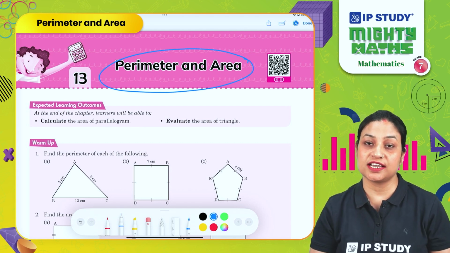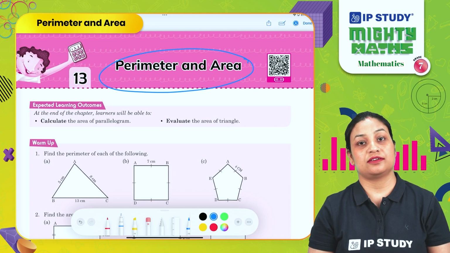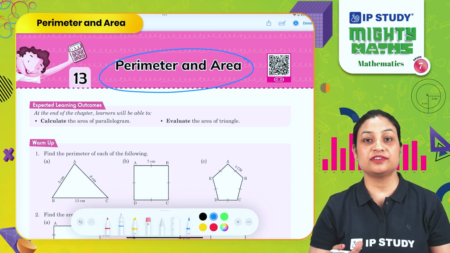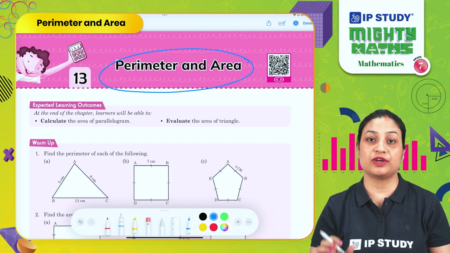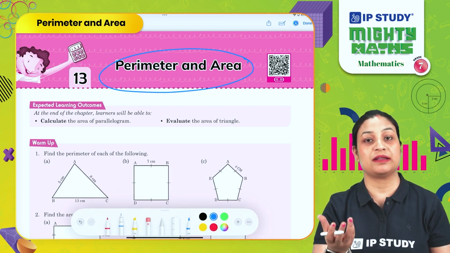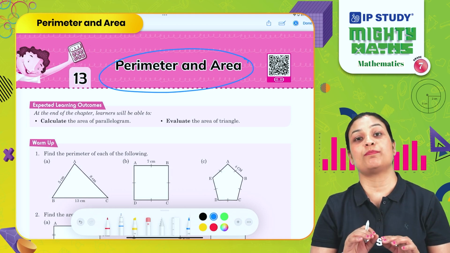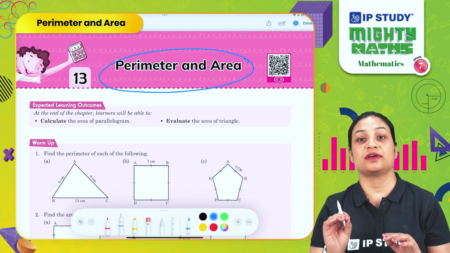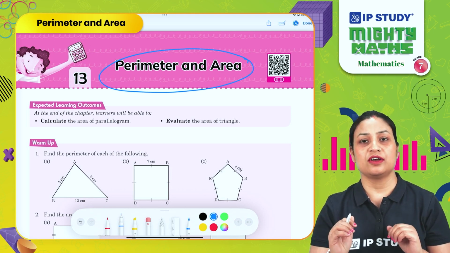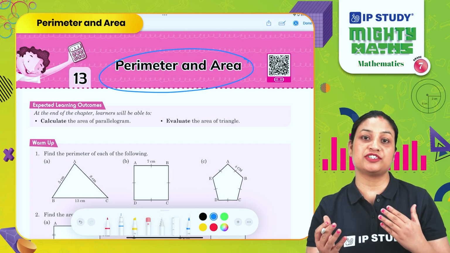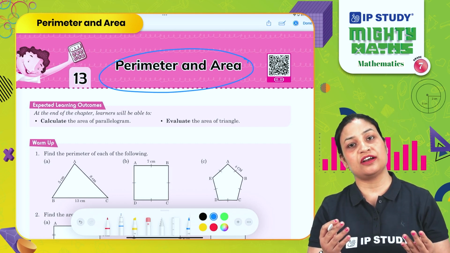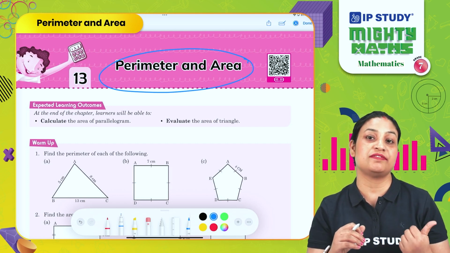So let's discuss first what is perimeter. Perimeter is the total length of the boundary of a closed shape. So we call that length perimeter. And what is area? The total amount of space occupied by that closed shape. We call it its area. So we have discussed perimeter of a rectangle, perimeter of a triangle or perimeter of regular shapes in the previous grade, right?